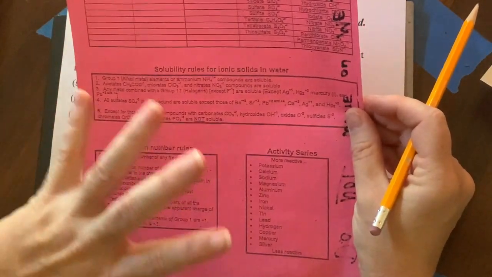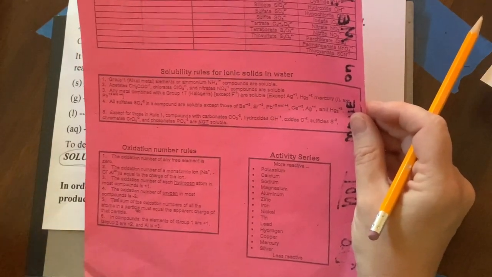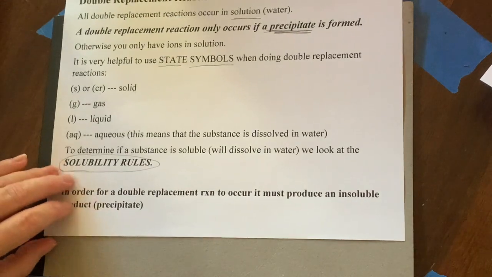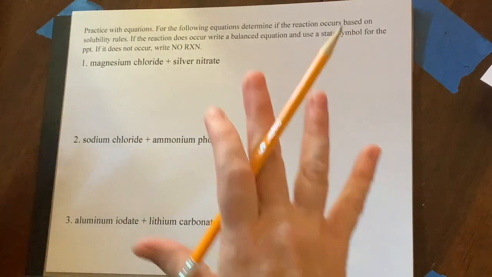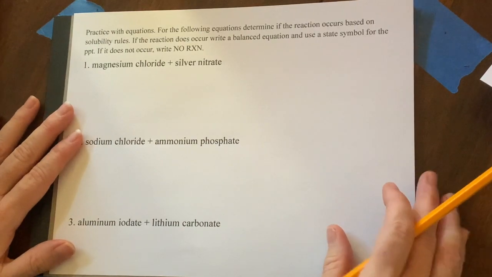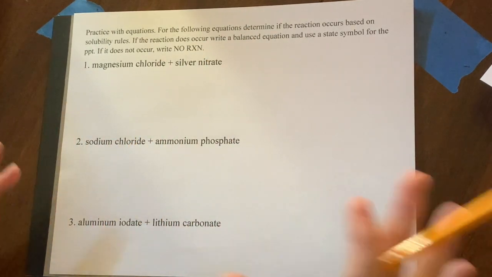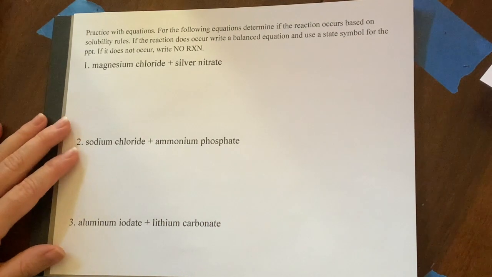Now, again, I know that this is a lot to take in. I'm going to show you how to use these as we look at some double replacement reactions. The first thing you're going to do, I want you just to pause the video, write the double replacement reactions for each of these. And then we'll go through and use the solubility rules. So pause the video and go on ahead and do that.